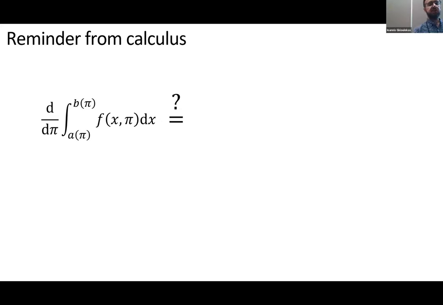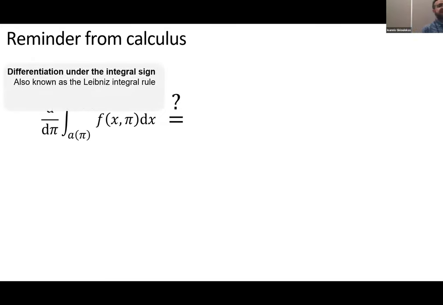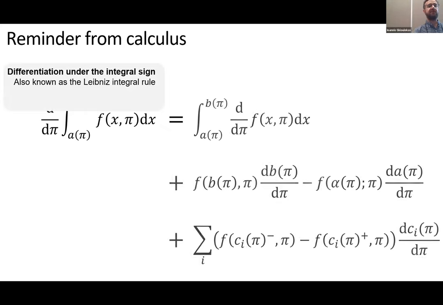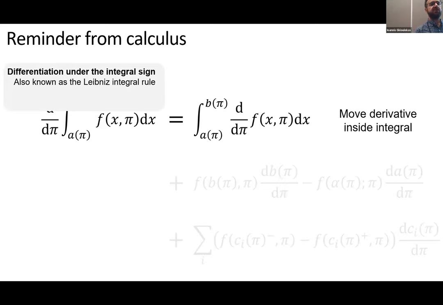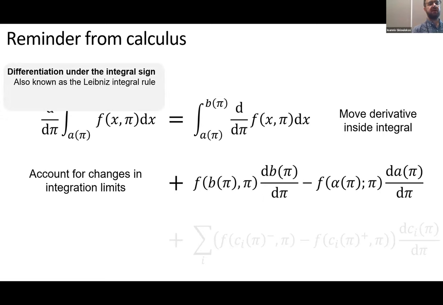So I can use a nice rule from calculus called differentiation under the integral sign, or the Leibniz integral rule, to write out this derivative as a sum of three terms. And these three terms are as follows. The first one says just move the derivative inside the integral. Right? So just differentiate the integrand, the function f I'm integrating. The second term says that my integration limits also depend on this pi. So I need to go and differentiate those as well. So basically differentiate b of pi, and evaluate the function I'm integrating over there.